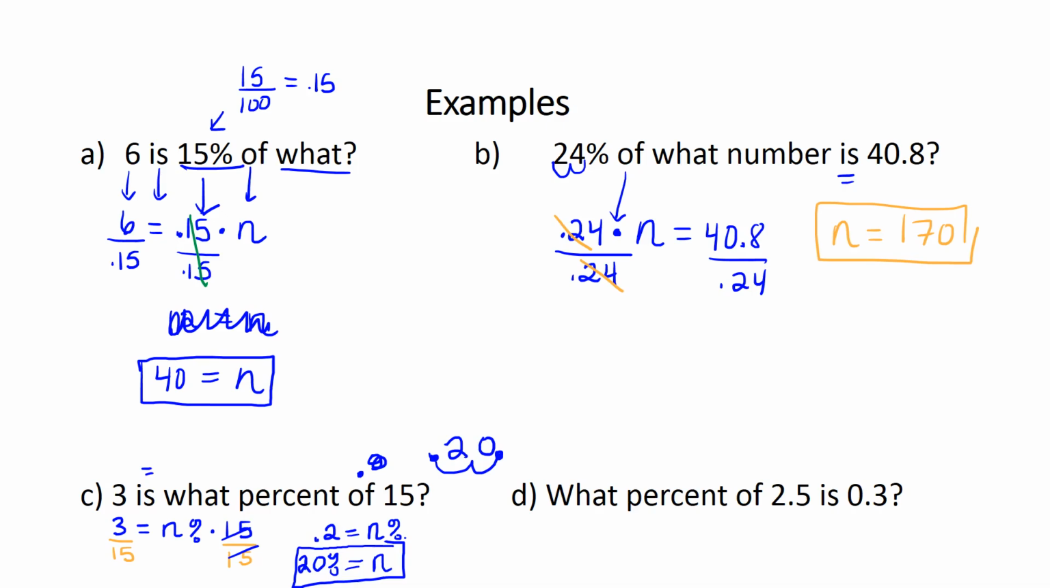Part D, what percent of 2.5 is 0.3? So this is going to be a very small percent, because if you have 2.5 and you want to know what percent of the 2.5 is 0.3, it's a small percent. So what percent of 2.5 is 0.3? So again, to get the variable by itself, we do the opposite operation.